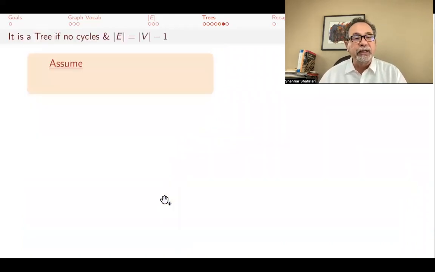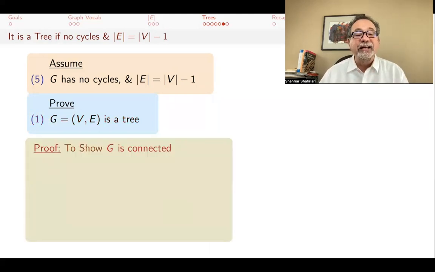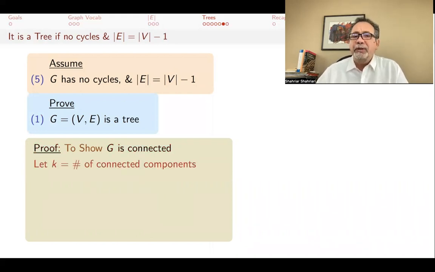So what remains to be done is to assume that we have no cycles and the number of edges is 1 less than V, and prove 1, that we have a tree. So again, all I know is that a graph walked through the door and I checked and it doesn't have any cycles, and I know the number of edges is 1 less than V, and I want to prove that it's a tree. Now, if it doesn't have any cycles, that's a good thing, because that's a part of the definition of a tree, but I have to prove that G is connected. So if the number of edges is 1 less than the number of V and G has no cycles, why is it connected? Maybe it's not. I will let K be the number of connected components.